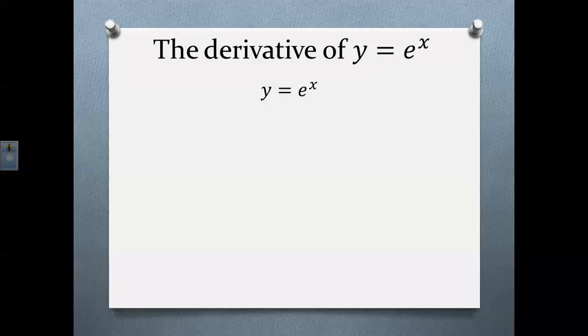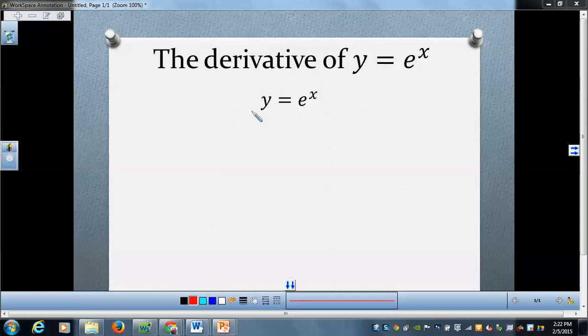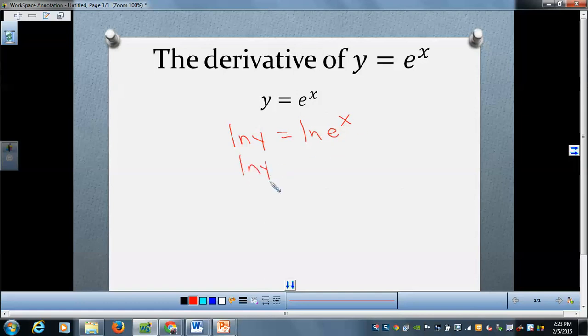All right, so let's look at the derivative of e to the x. To develop the derivative of y equals e to the x, I'm going to take the natural log of both sides. We worked on this last week, so the natural log of e to the x. One of the properties we discussed last week is that if the argument is raised to a power, we can move that power out front. So that would be x natural log of e. Now, the natural log of e is 1, which is going to leave us x.